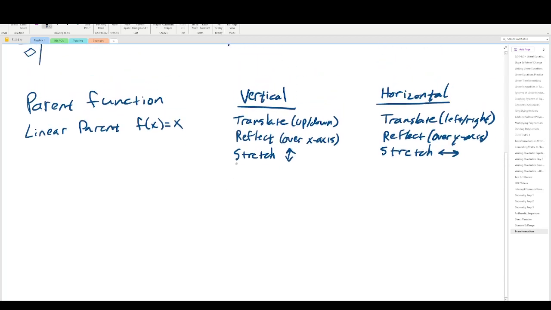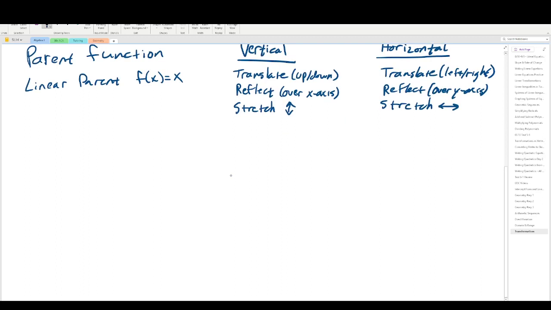If you're writing notes on this, let's go ahead and just dive into the vertical ones. So we're going to start with a vertical translation. Vertical translation moves the shape up or down. So move or shift up and down.